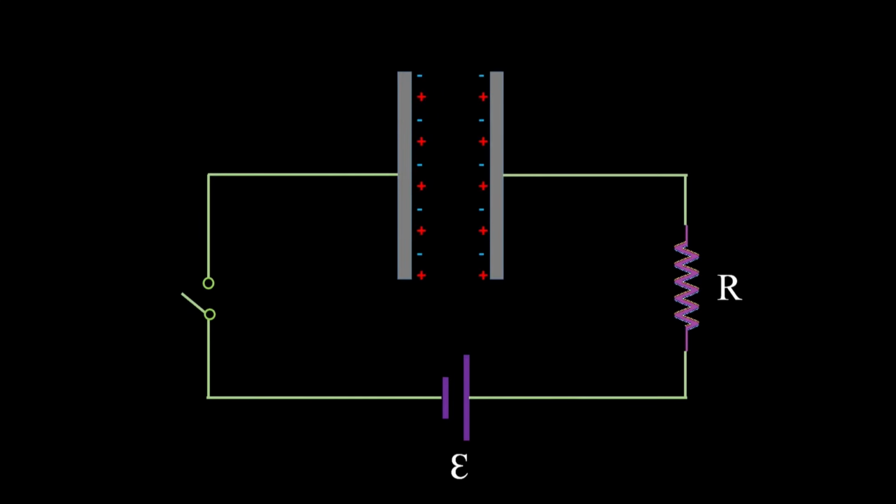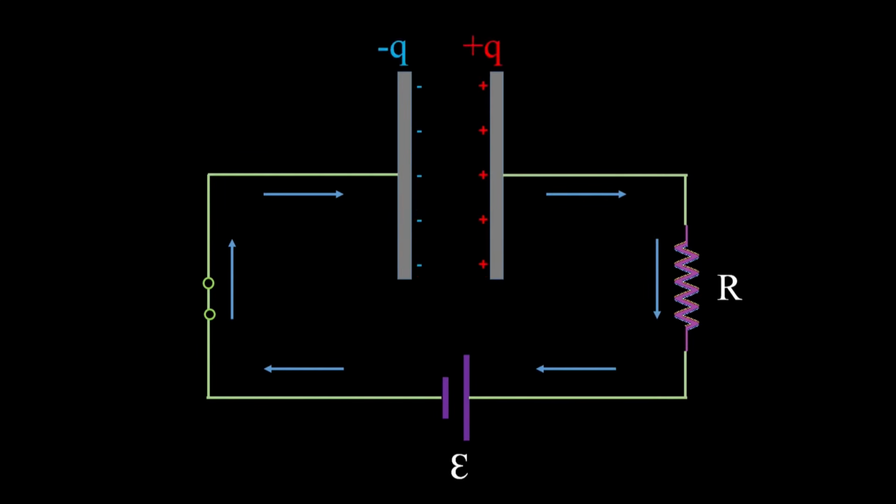If you connect the capacitor to a simple DC circuit, such as the one shown, which contains a resistor, a battery, and a switch, at the moment you close the switch, a current flows in the circuit, which is resulting from the negative charges moving from the right plate in this example and accumulating on the left plate. This leaves an excessive amount of positive charge on the right plate and an excessive amount of negative charge on the left plate.